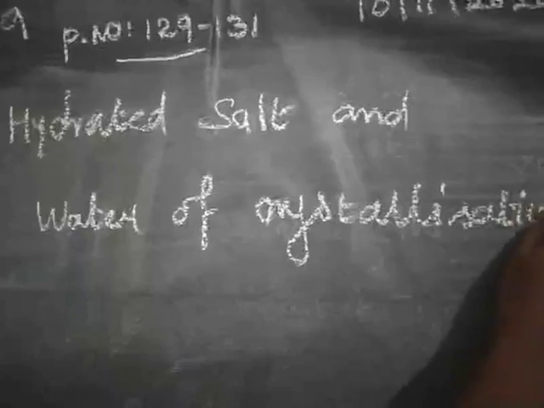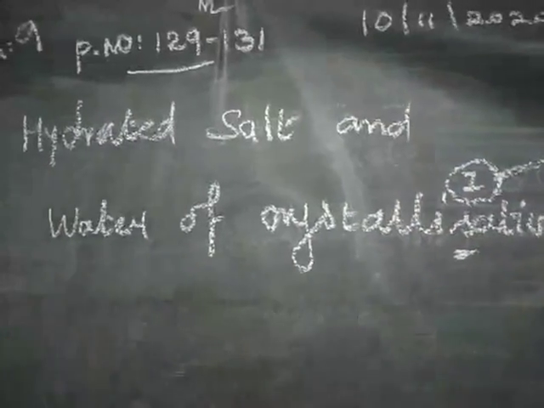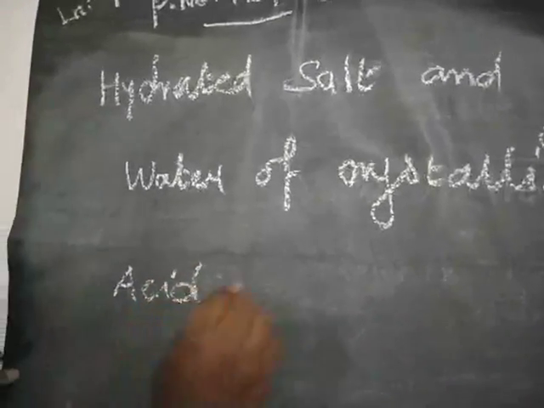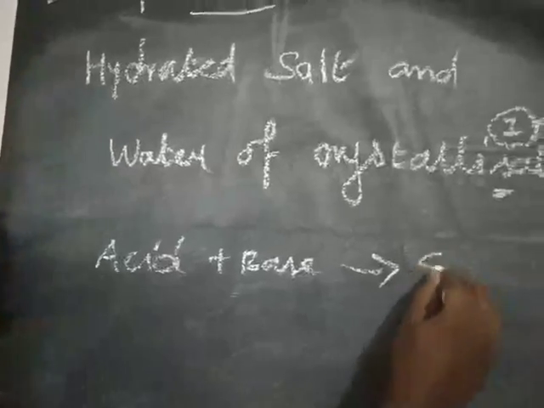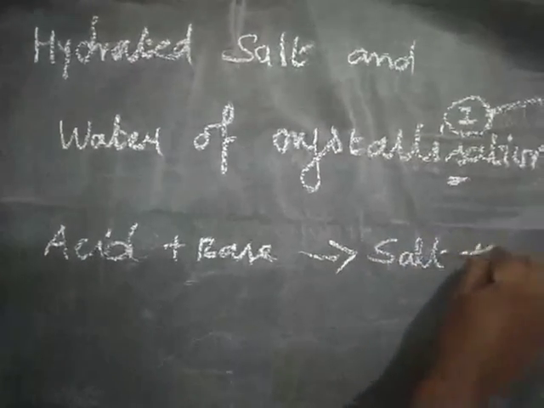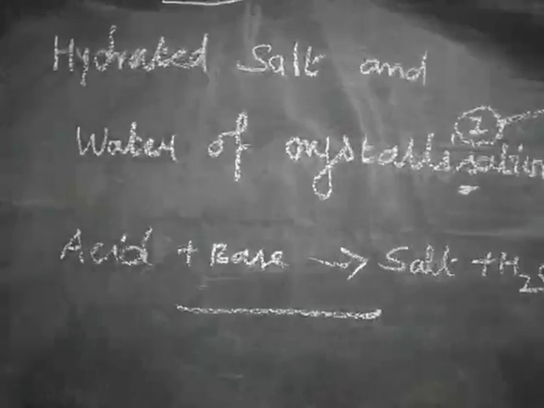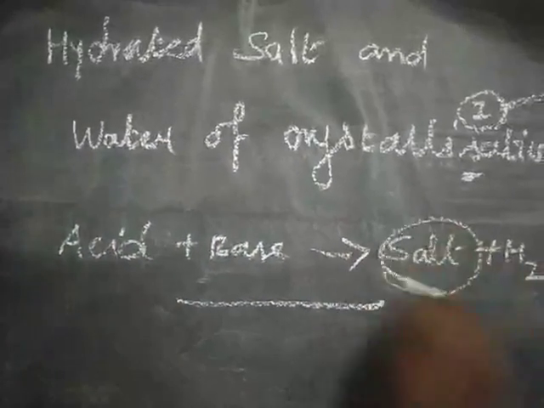In some textbooks, Z is given instead of S, which is also correct. So what is meant by salt? Acid plus base gives salt plus water. We have already learned this equation in the lower section. By the neutralization of acid by base, one new product is formed, which is called salt.